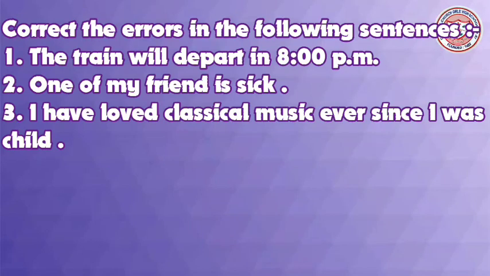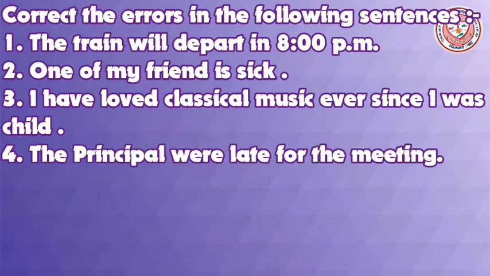Number 4. The principal were late for the meeting. Here we have a singular subject, the principal. So we need a verb that goes with a singular subject. The corrected version would be: The principal was late for the meeting. So in this way you will have to find the errors in the sentences given.